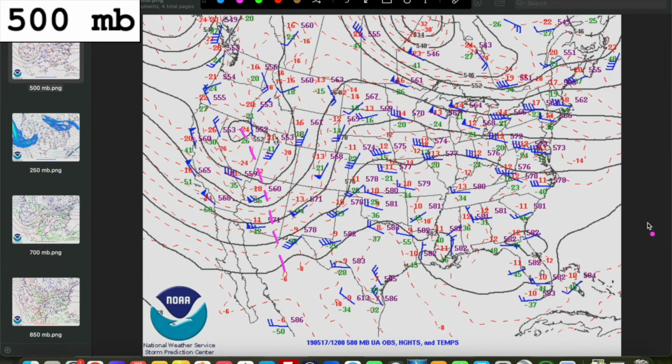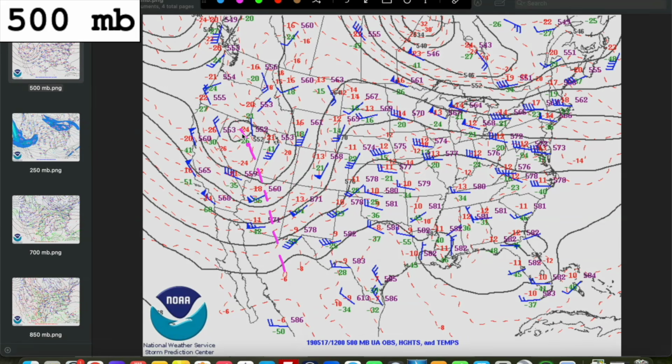Now, which way the trough is oriented is also important. What happens in the mid and upper levels of the atmosphere, and 500 millibars is considered the mid levels, dictates what happens in the low levels of the atmosphere. The orientation and geometry of troughs can give us an idea of how robust the response is going to be at the low levels, because whatever happens in the mid and upper levels of the atmosphere dictates what happens in the lower levels.